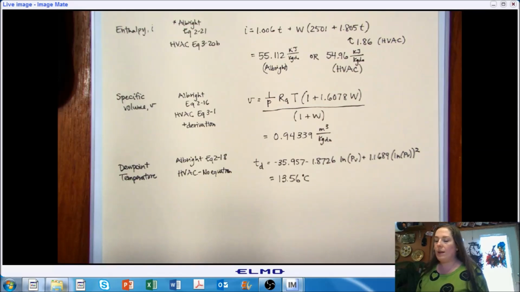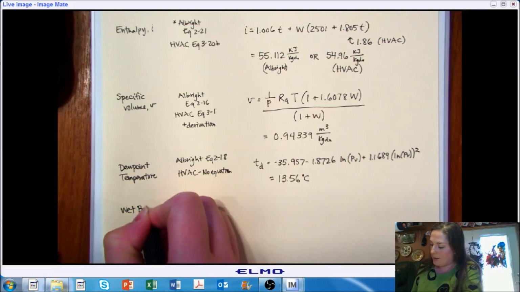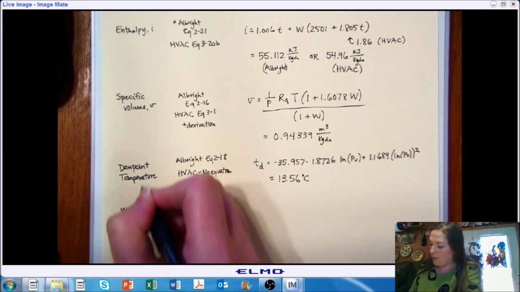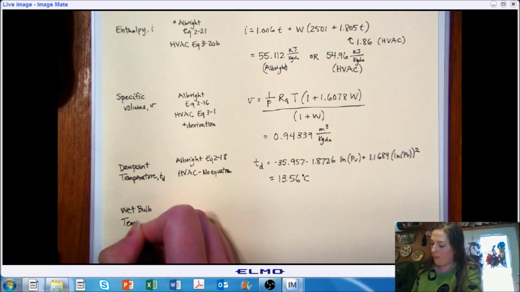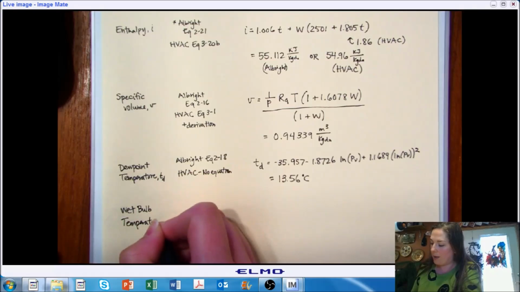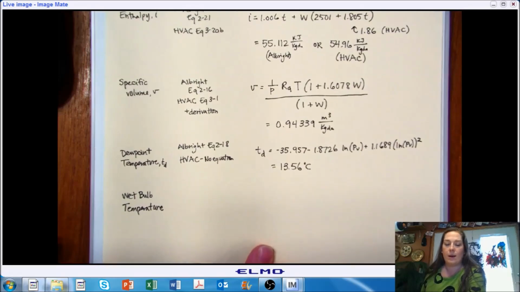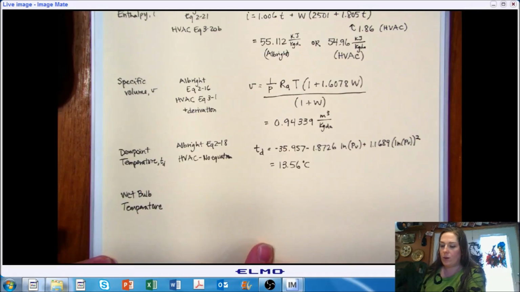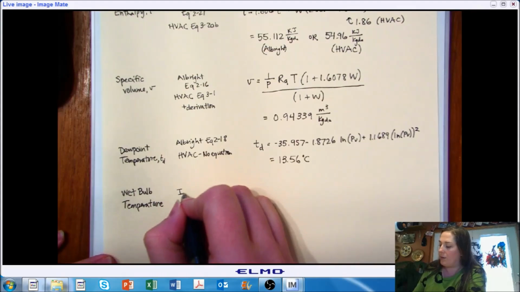All right, and then the last property that we're going to calculate is the wet bulb temperature. And wet bulb temperature is, in my opinion, the most difficult property to calculate because there is no direct calculation for it in our typical equations. So the method that's described in Albright's text is an iterative approach.